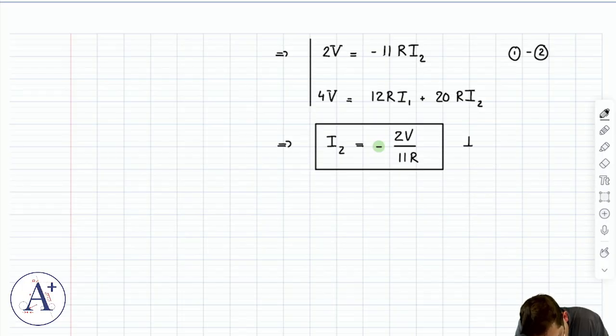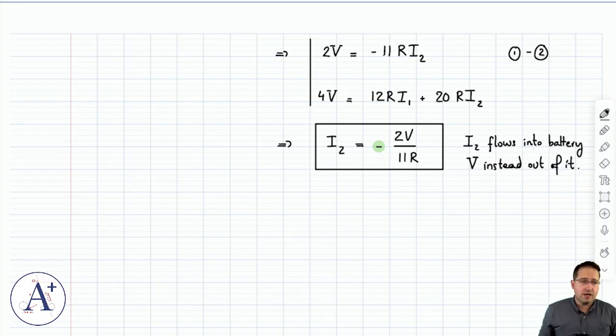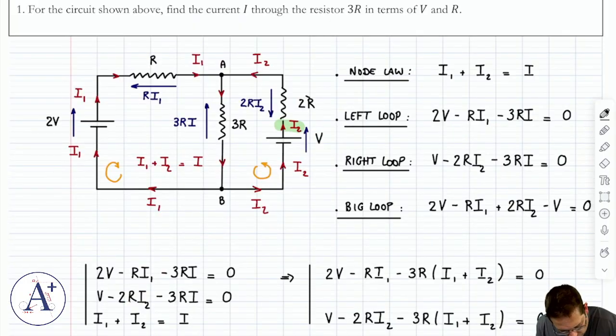I'll say I2 flows into battery V instead of out of it. I acknowledge that the minus means something, that the current goes the other way. Here's what I don't do. I don't say, oh no, current's wrong, I've got to change all this and redraw the whole circuit, so now I2 is going this way. I flip my voltage arrows when I need to, but I don't redraw the whole thing.